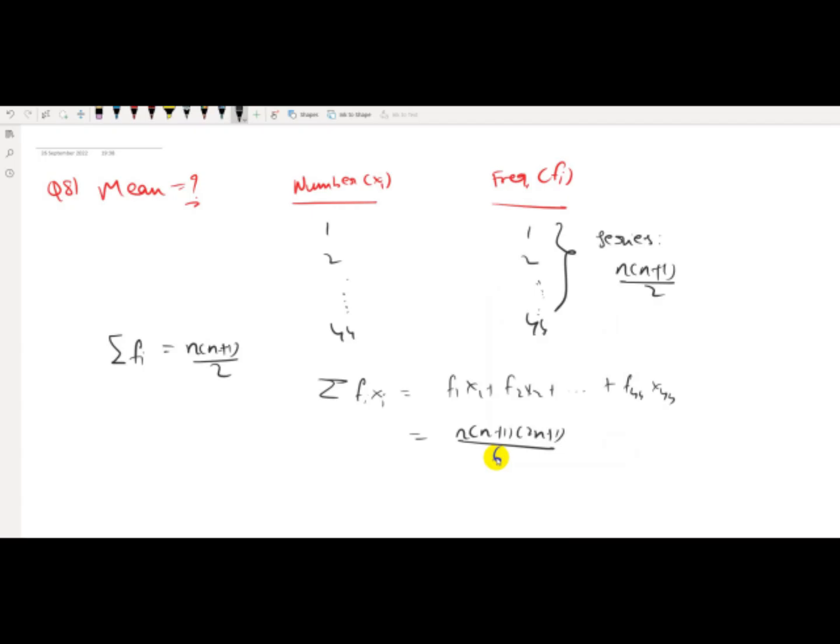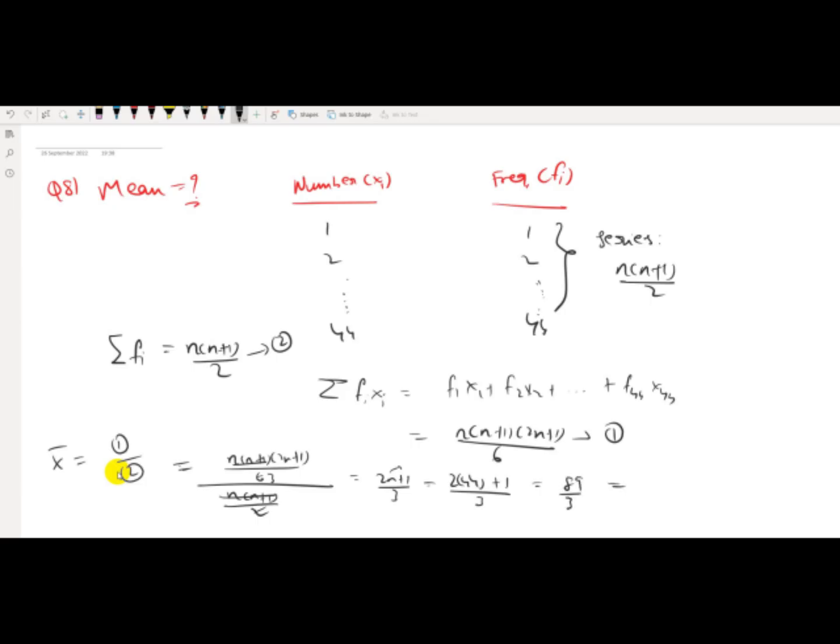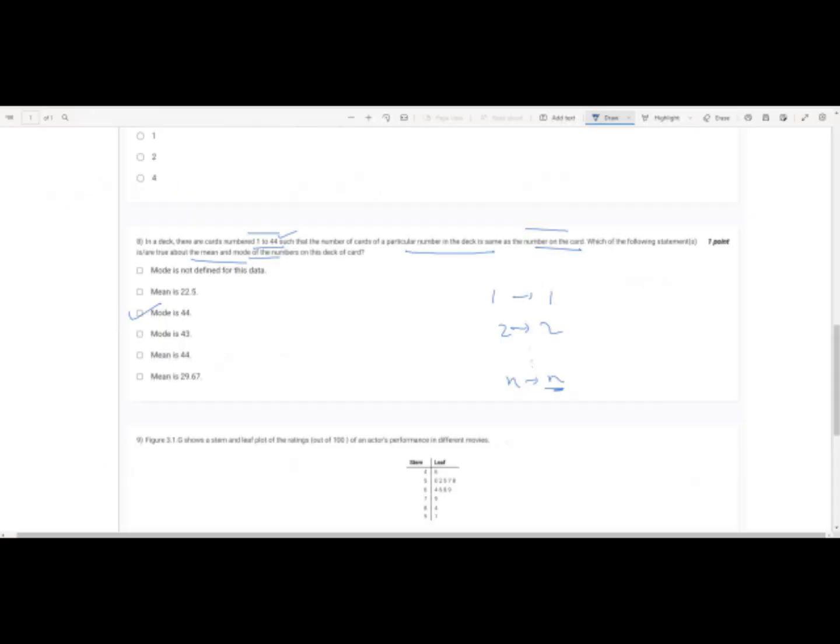Therefore, we can conclude that the mean is n into n plus 1 into 2n plus 1 by 6, whole divided by n into n plus 1 by 2. N into n plus 1 cancels, 2 into 3 times is 6, so 2n plus 1 by 3 is our final answer. Now, what is the value of n that we are given here? There are 44 cards, so 2 into 44 plus 1 by 3, which is 89 by 3, and our mean is 29.67. Yes, this is our mean. So the correct options are C and F. These are the correct options.